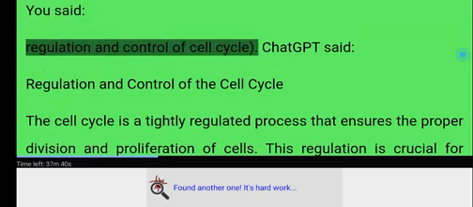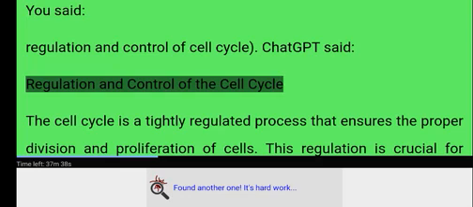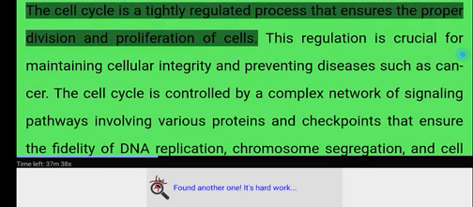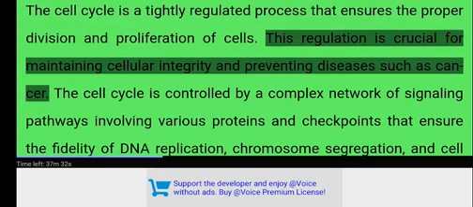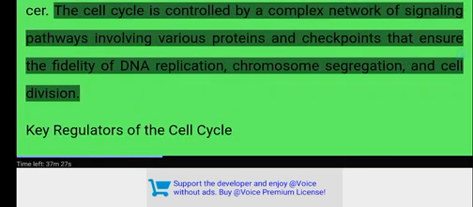Regulation and control of the cell cycle. The cell cycle is a tightly regulated process that ensures the proper division and proliferation of cells. This regulation is crucial for maintaining cellular integrity and preventing diseases such as cancer. The cell cycle is controlled by a complex network of signaling pathways involving various proteins and checkpoints that ensure the fidelity of DNA replication, chromosome segregation, and cell division.